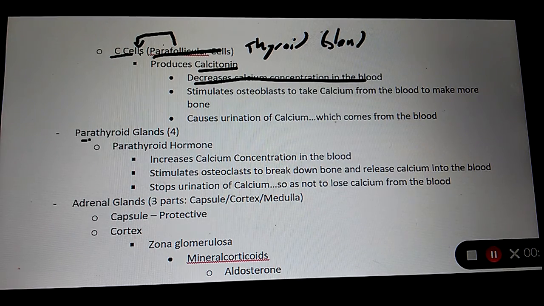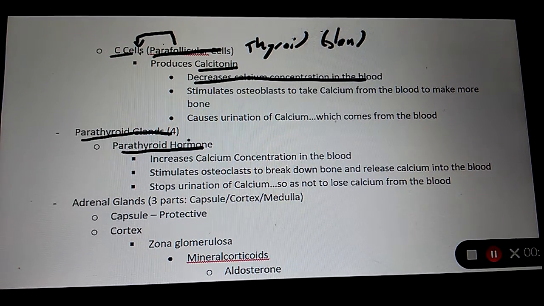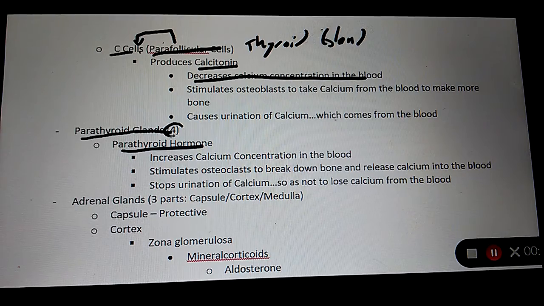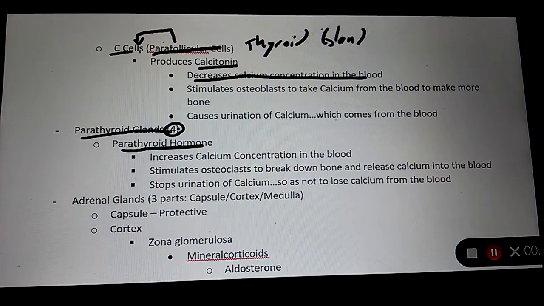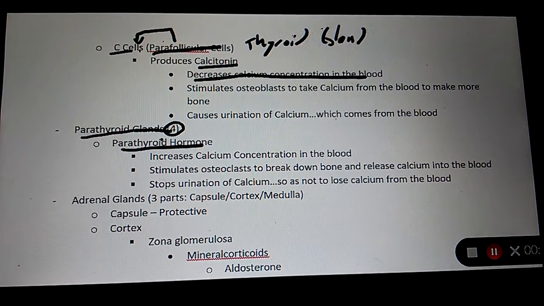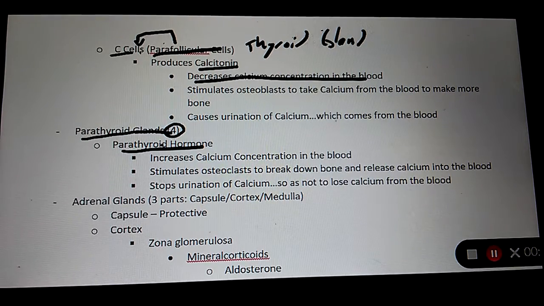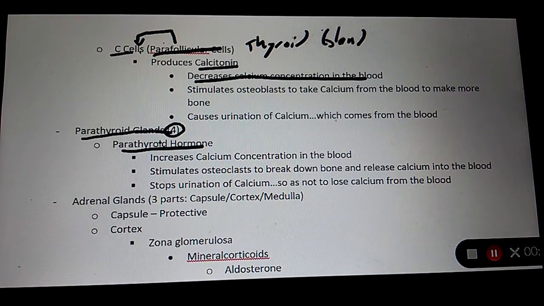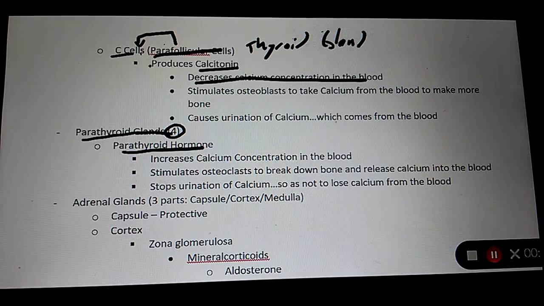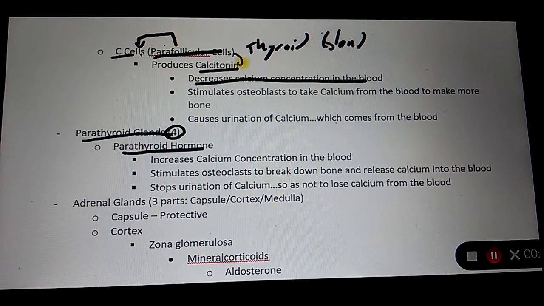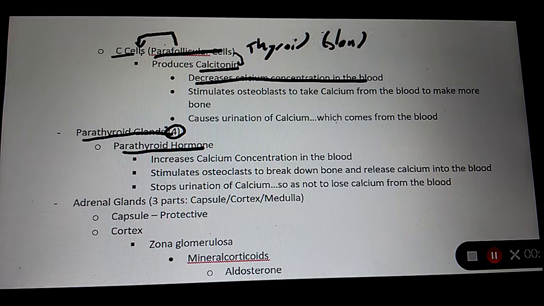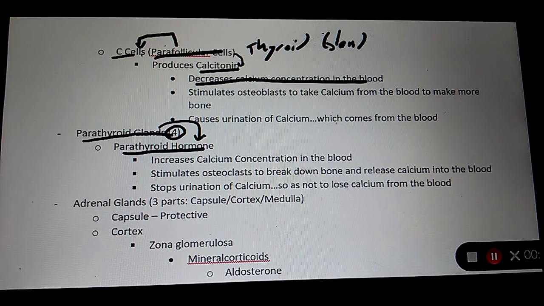Parathyroid glands produce what hormone? Parathyroid hormone. How many parathyroid glands are there typically? 4. What's the name of the hormone produced by parathyroid glands? Parathyroid hormone. What hormone do parafollicular cells produce? Calcitonin. Parafollicular is calcitonin. Parathyroid produces parathyroid hormone.